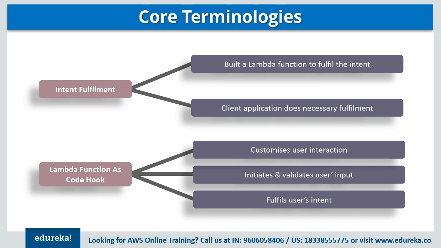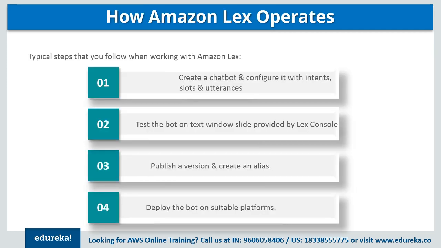Yes. So finally, we are at the part to see how this entire project is going to unfold and what are the steps that we need to follow to create this bot on top of Amazon Lex. So the typical steps that you're going to follow start with creating a chatbot and configuring it with intents, slots, and utterances. We just discussed what intents and slot types are. Next, we're going to deploy the bot on a test window, which is provided in the console itself, and then publish a version of it.